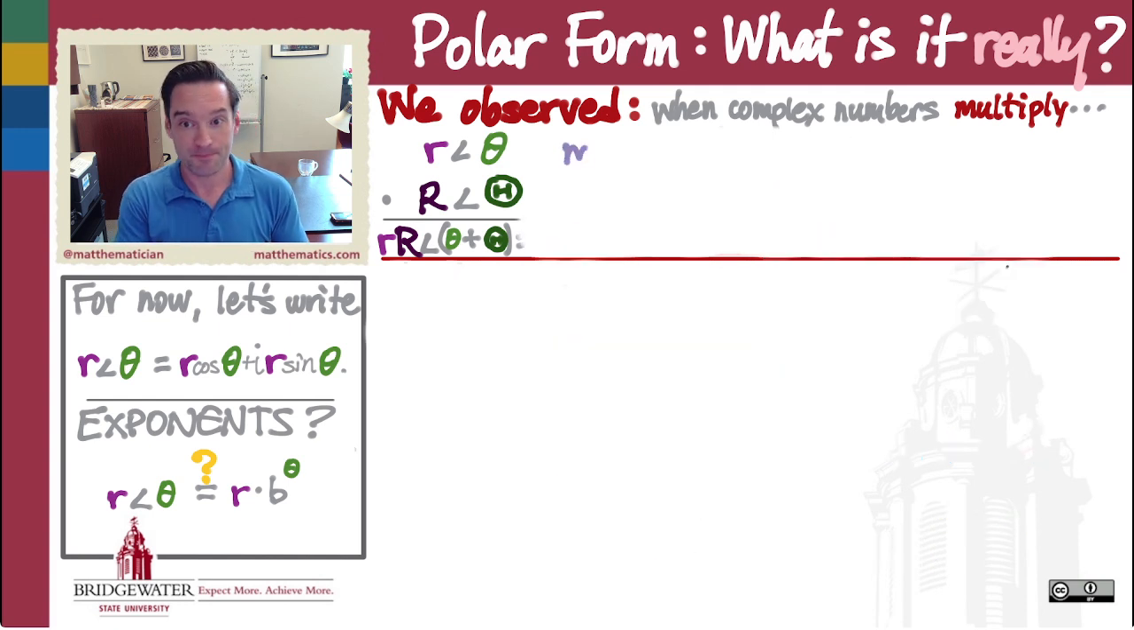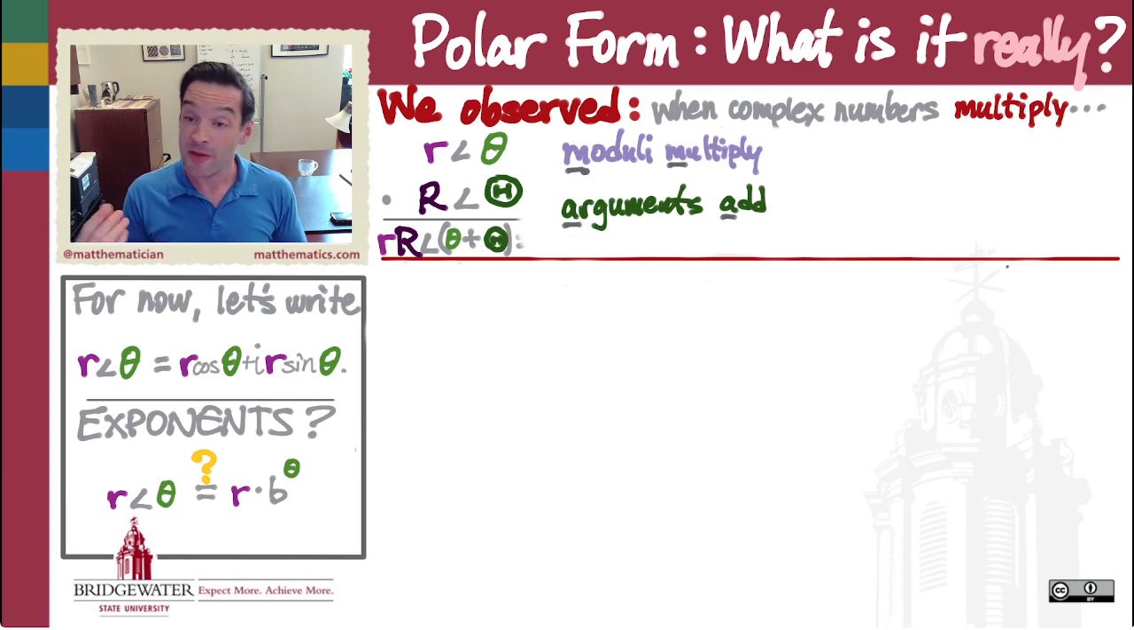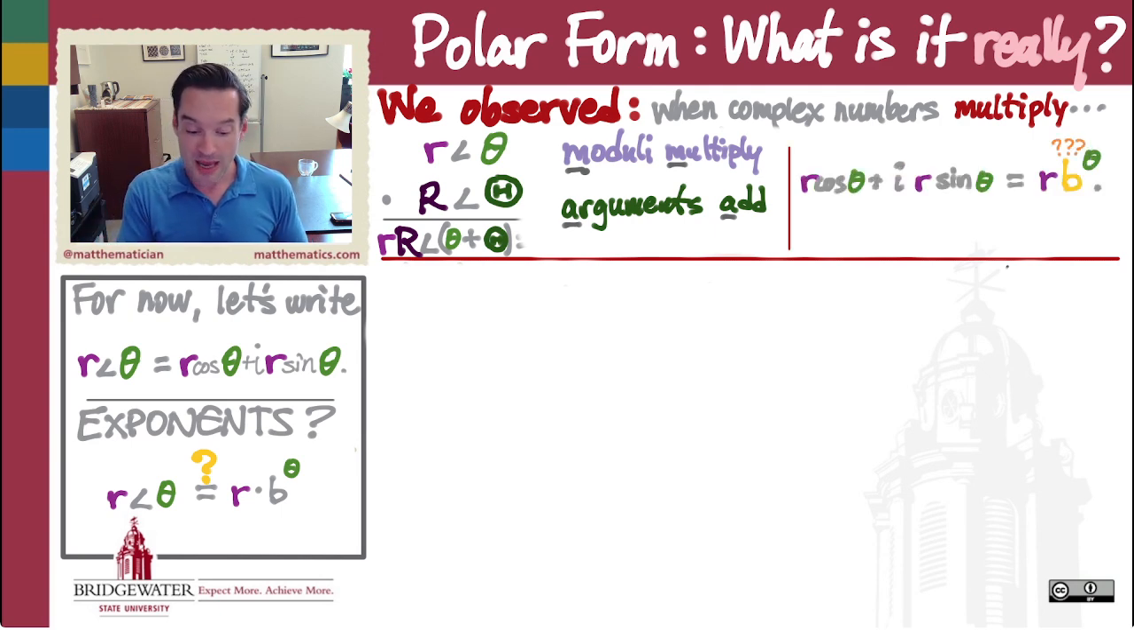So let's get there. In complex numbers, we observed that when they multiply, the moduli multiply and the arguments add. And that is what led us to this motivated idea that we may be able to write any complex number, which in its modulus argument form is r cosine theta plus i times r sine theta, we should be able to write that as r times some base raised to the power theta. We need to figure out what that base is.